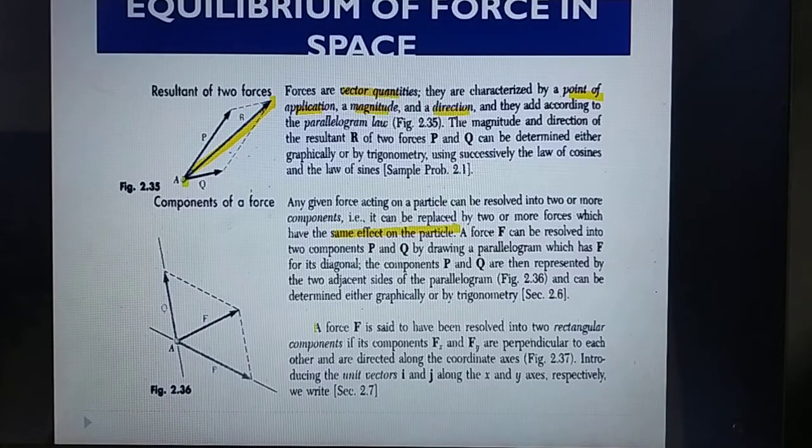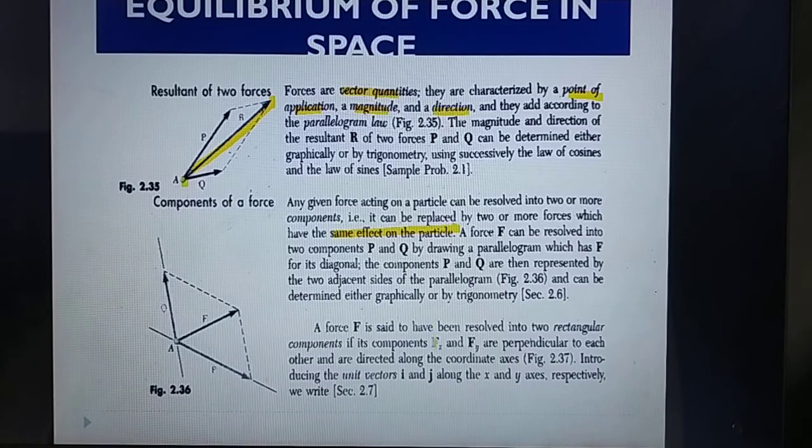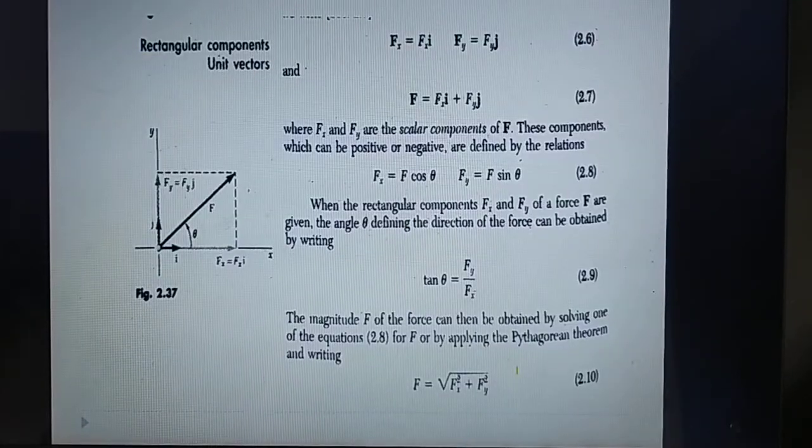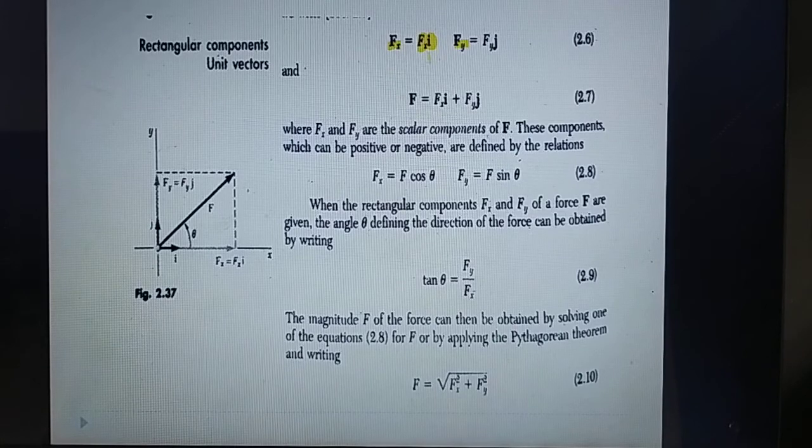So it can also be resolved into rectangular components if Fx and Fy are perpendicular to each other. So by introducing the unit vectors i and j along the x and y axis respectively, this is the representation of the horizontal component and the vertical component. This is equivalent to the scalar component multiplied by the unit vector along the x and y axis, i and j.